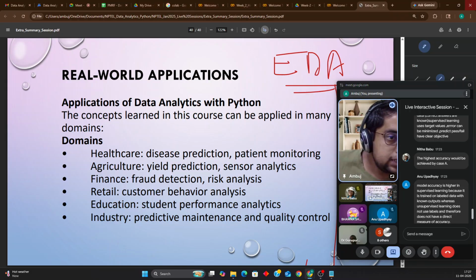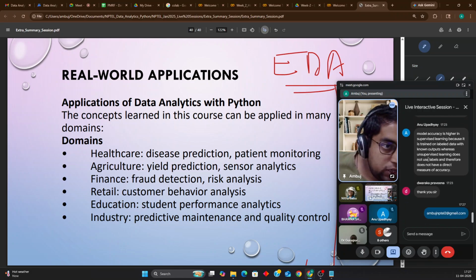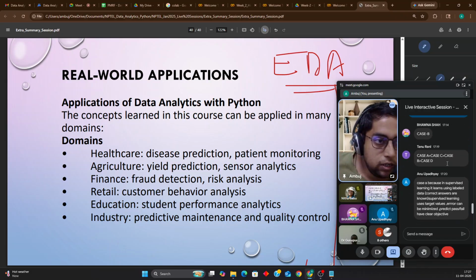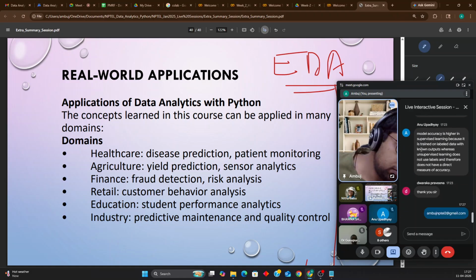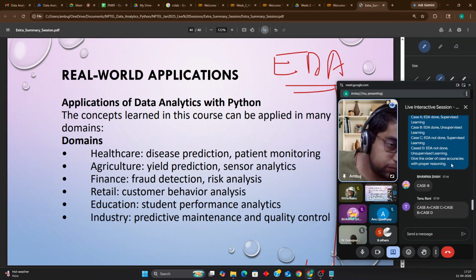When Nitha has written that the highest accuracy would be achieved by case A, good, but in the examination give reasons also. Model accuracy is higher in supervised learning because it is trained on labeled data with known outputs, good, whereas unsupervised learning does not use labels and therefore does not have a direct measure of accuracy. Very good. The answer is correct. Reasoning is correct, but the order is missing. Please write the order. Whatever is asked in the question, answer accordingly.